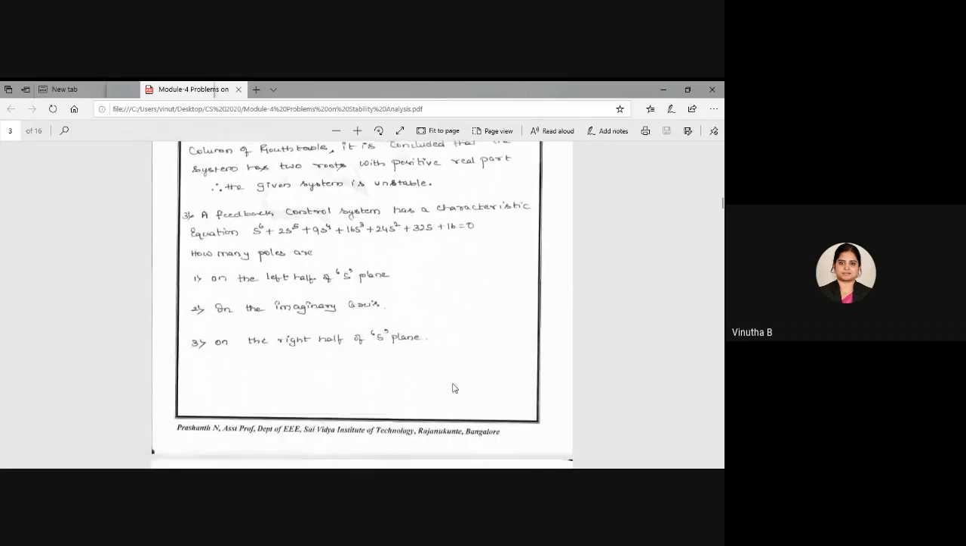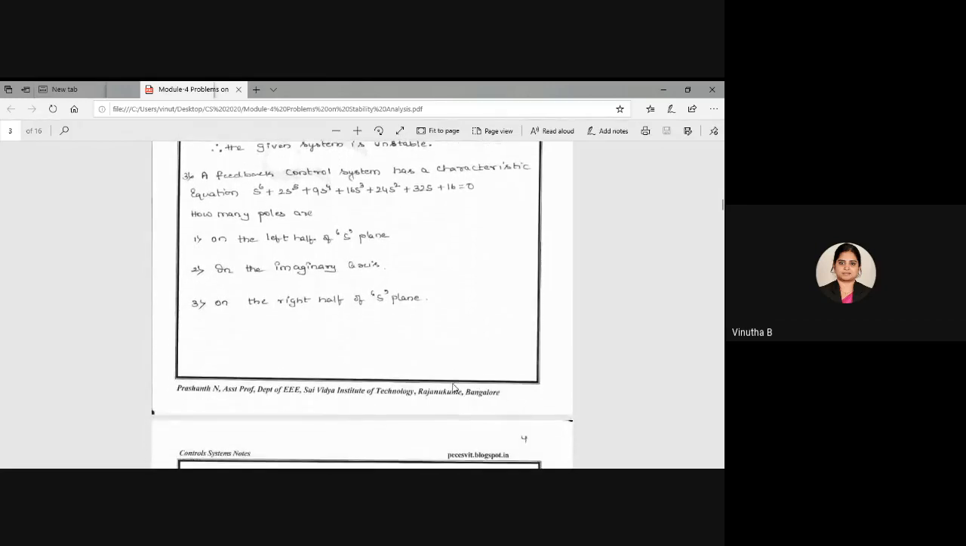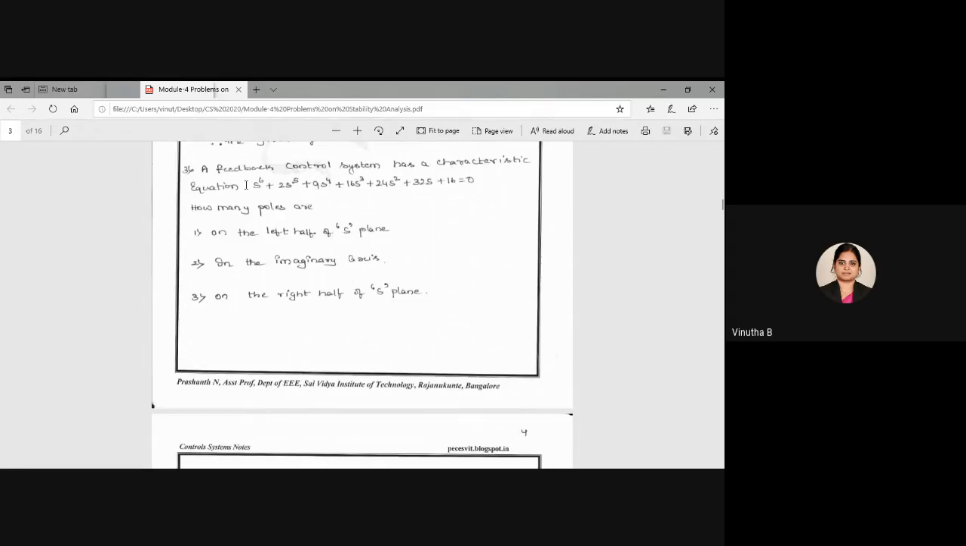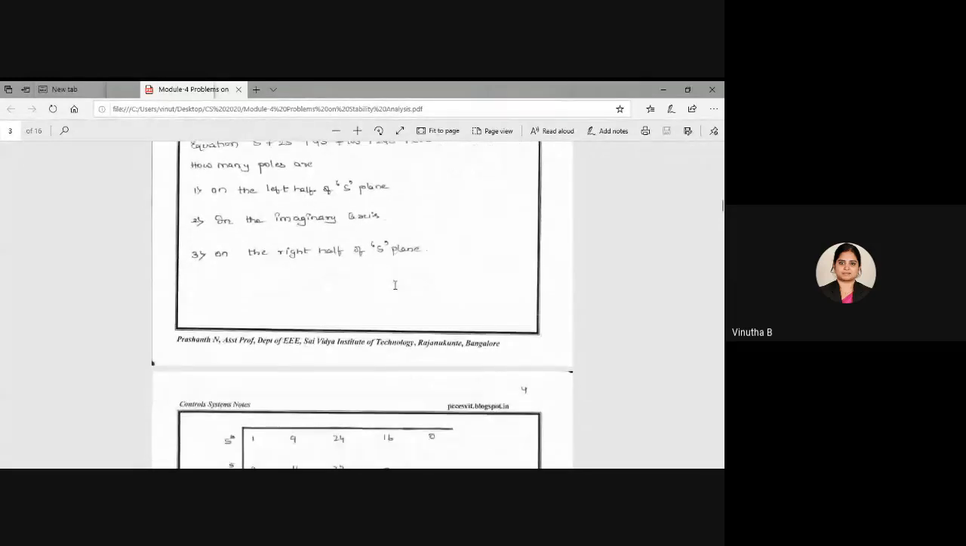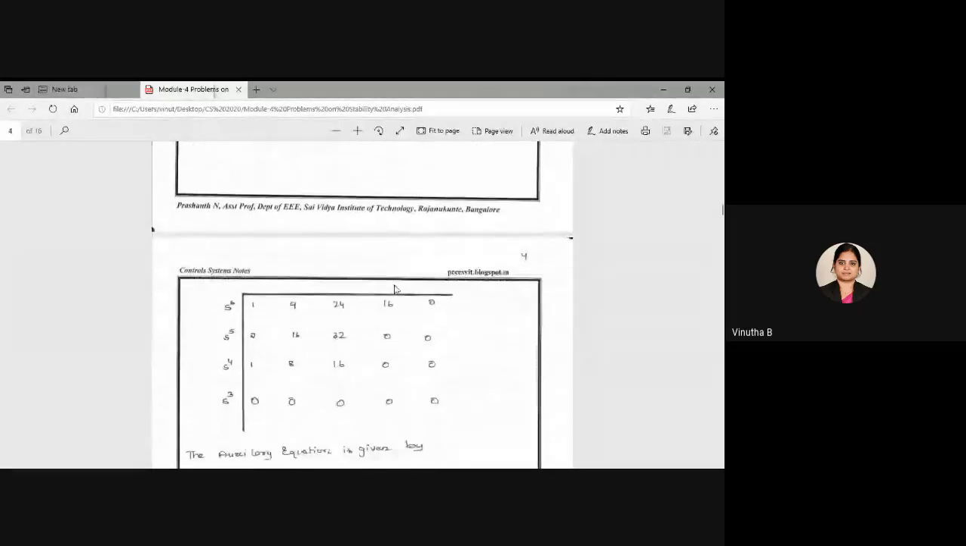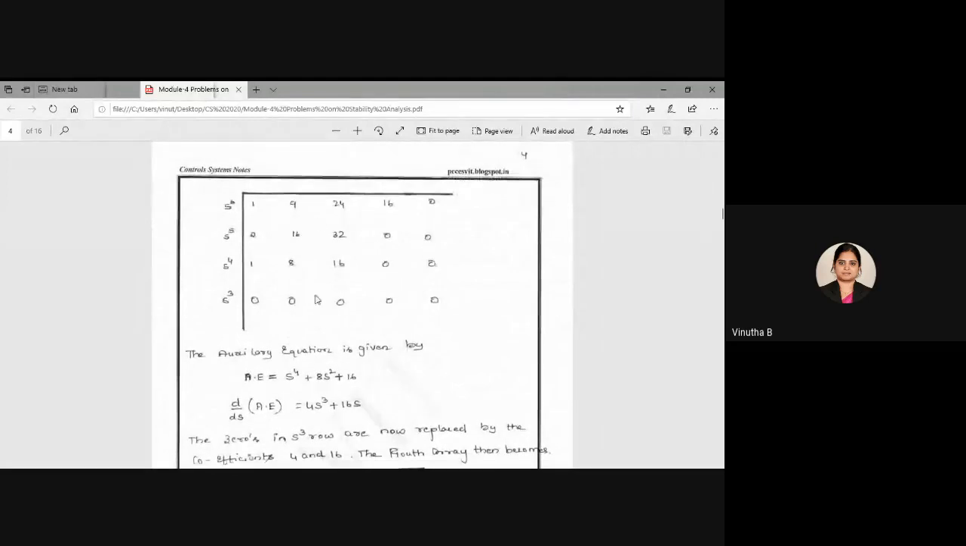And see here, we have one more example. A feedback control system has a characteristic equation s^6 plus 2s^5 plus 9s^4 and so on. How many poles are on the left half of the S plane, on the imaginary axis, and on the right half of the S plane? So again, what you have to do is consider the same equation and start writing down the table for this.